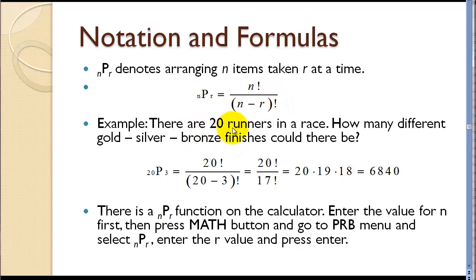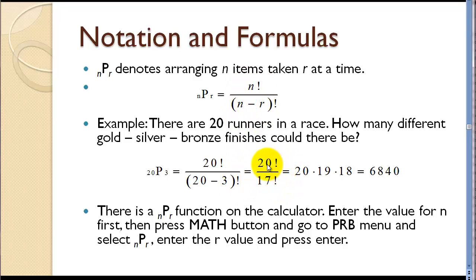So for example, if we had 20 runners competing in, say, a cross-country race, and we're going to give 3 medals or ribbons: gold, silver, and bronze. As you know, winning the race is different than coming in second or third. So this is a permutation problem, and we're looking at how many different finishes there could be. The pool of numbers is 20, and we're arranging 3 at a time. We're arranging gold, silver, bronze. And if we plug into our formula, we would get this.